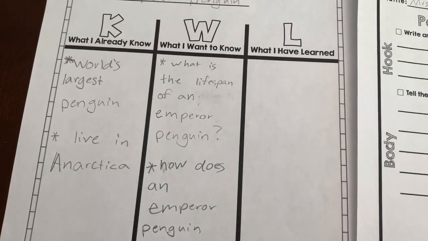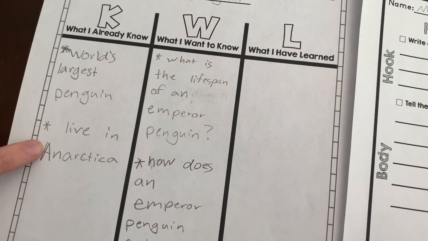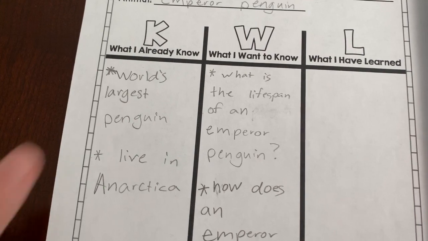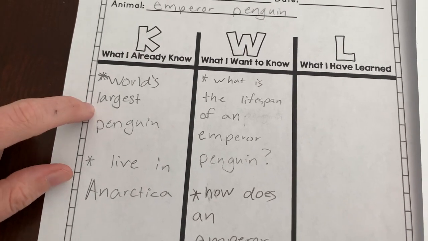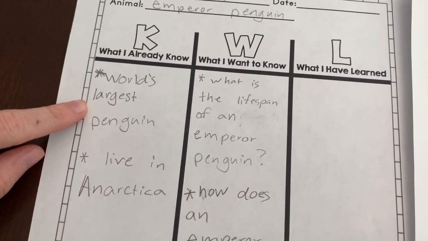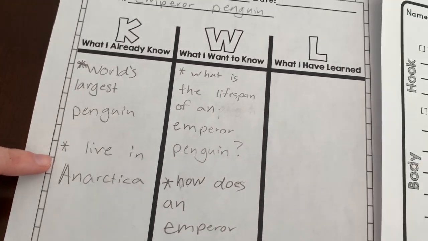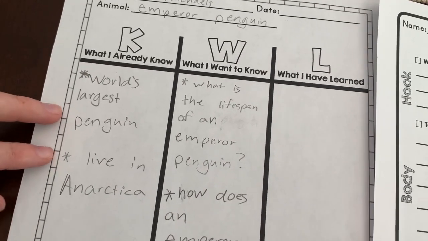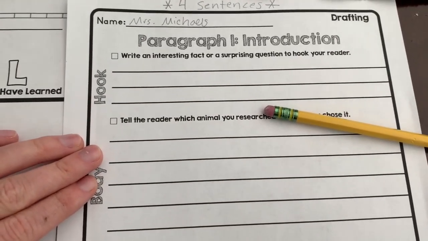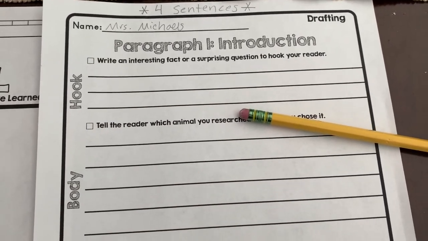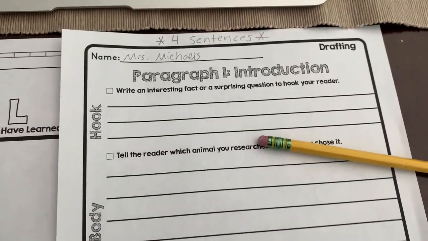That's where we come and look at our KWL chart. We want to use a fact that we already know to get our readers interested. So for me, with the emperor penguin, 2 things that I already know. Number 1, it's the world's largest penguin. And the second thing I know is that it lives in Antarctica. So if you don't have 2 facts, you do need to find 2 facts, because we're going to take these and use them here as our hook. So the way I like to get started is I'm going to ask my reader a question.